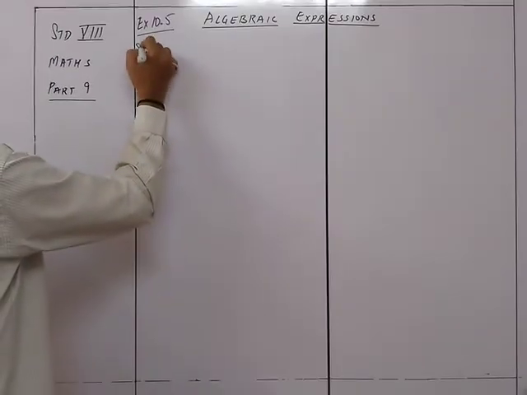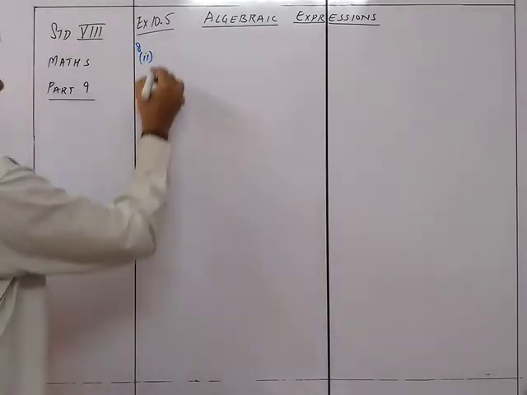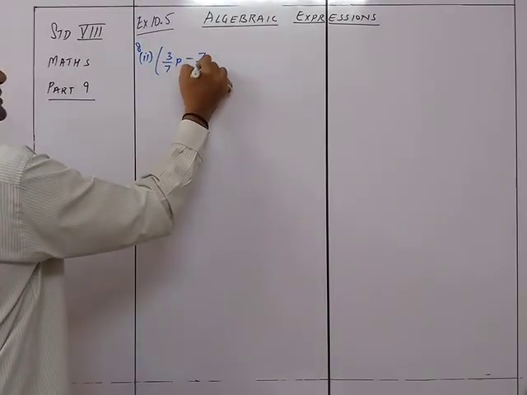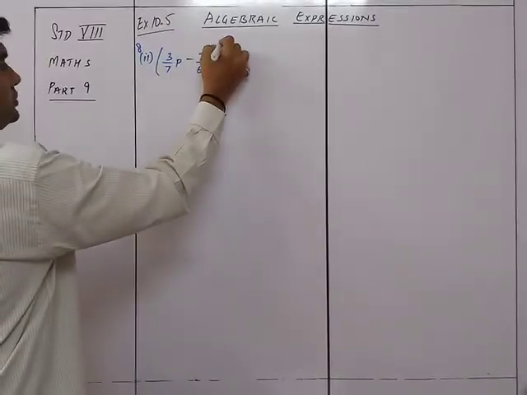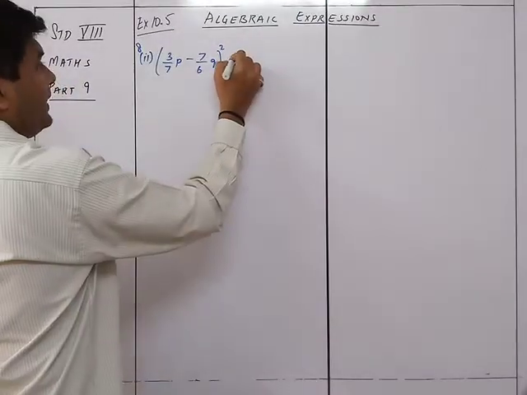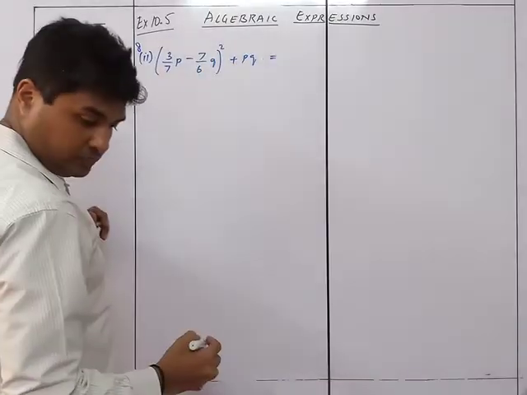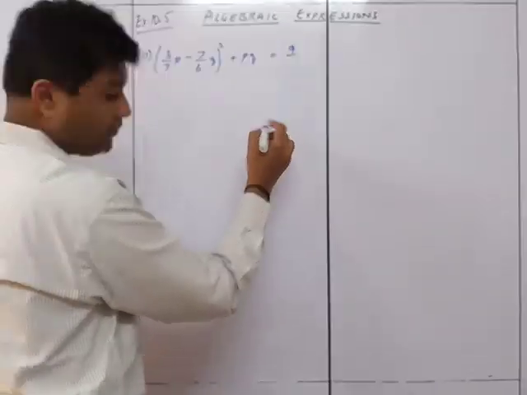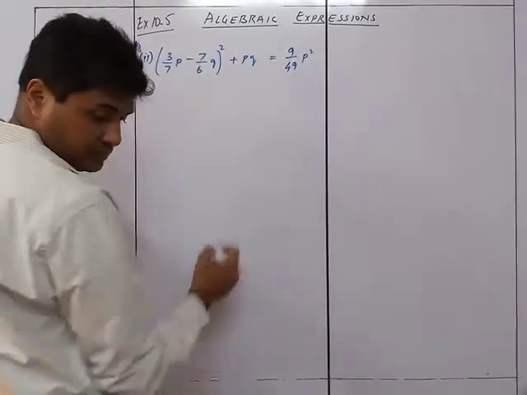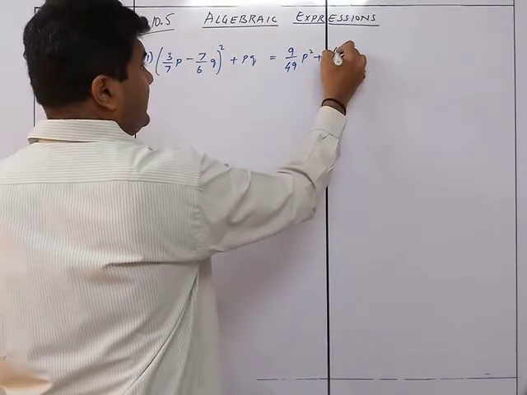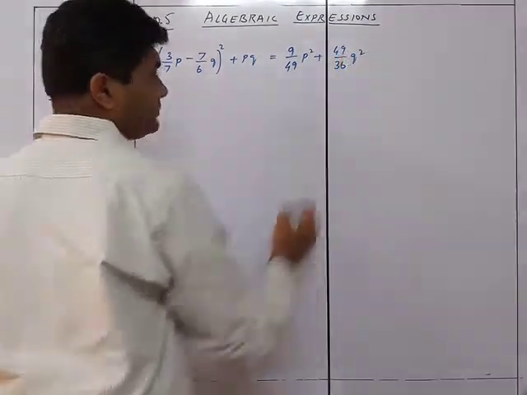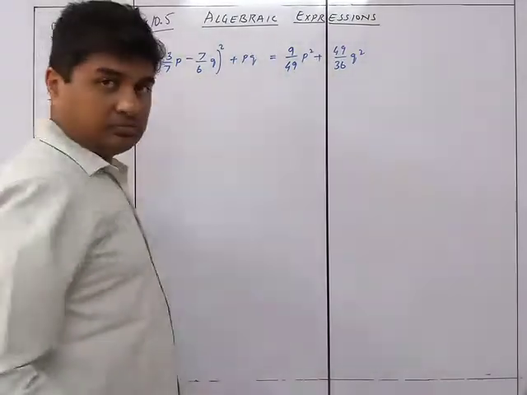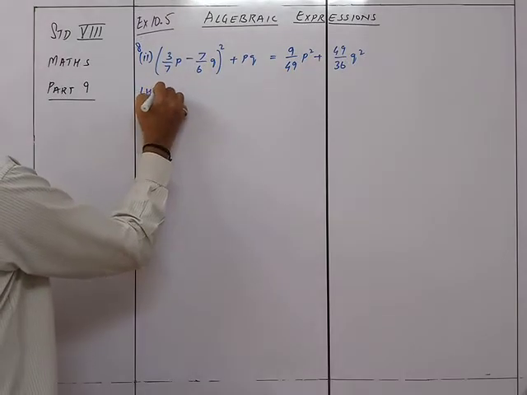So 8th, the second: 3 upon 7p minus 7 upon 6q the whole square plus pq is equal to 9 upon 49 p square plus 49 upon 36 q square. This you have to prove. You have to prove that this is equal to this. We always take the LHS first. This is the LHS now.